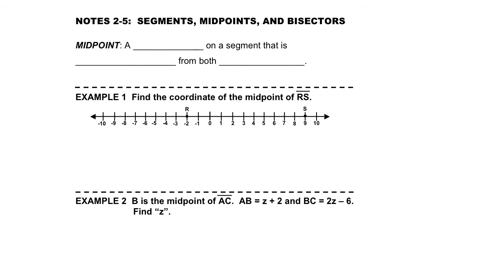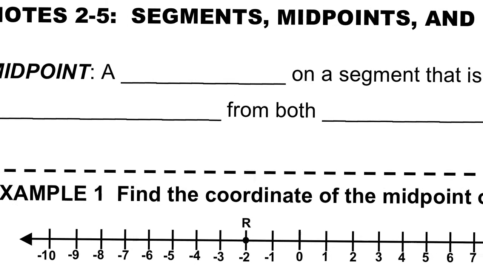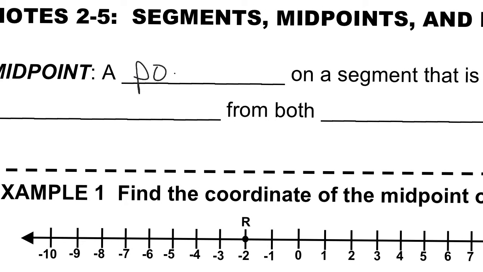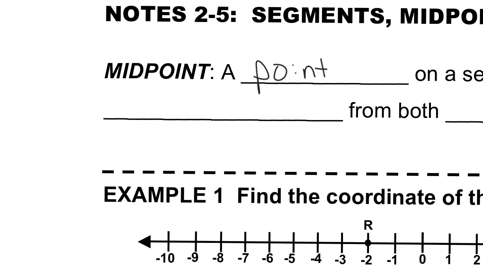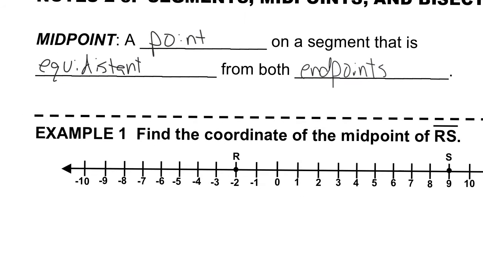The first thing is the definition of a midpoint. We talked about that in the other notes. A midpoint is a point on a segment that is equidistant from both endpoints. Obviously, I can't write a D. Endpoints, there we go. Which basically means it's a point that's in the middle of the line.